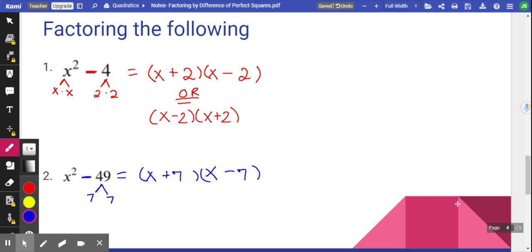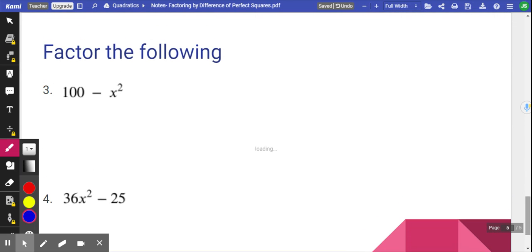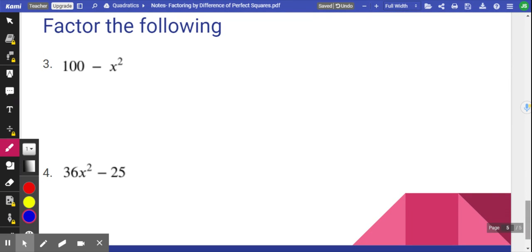Okay, and then these last 2. Same directions, factor the following. So we've got 100 minus x squared. I see it's subtraction, so I know I've got my difference. 100 is a perfect square because 100 could be written as 10 times 10. X squared is a perfect square because I can do x times x, so this is going to work.